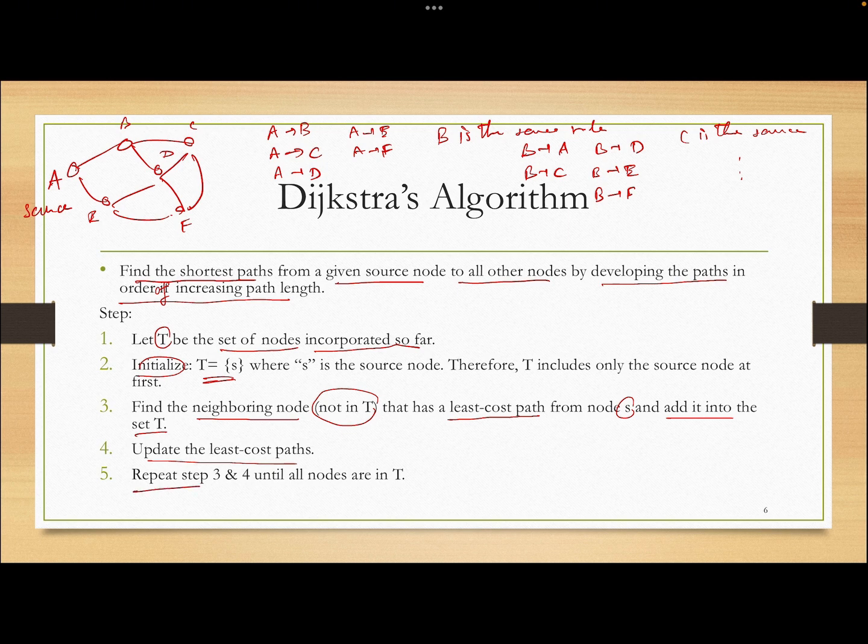Then you repeat steps 3 and 4 until all nodes are in set T. So you go back to step 3, and you already have 2 nodes, right? So you add 1 more node, the one that has the least cost path from the nodes inside set T. You keep adding more and more nodes until you include all of the nodes in the network. And this finishes one source node, for example source node A. So you do the whole thing, you get this answer, and then you have to redo it again.